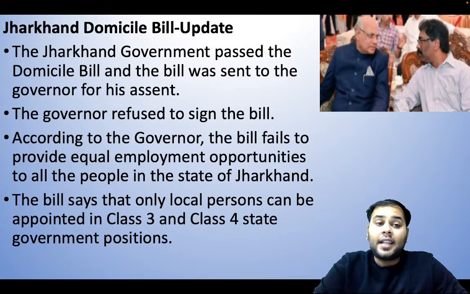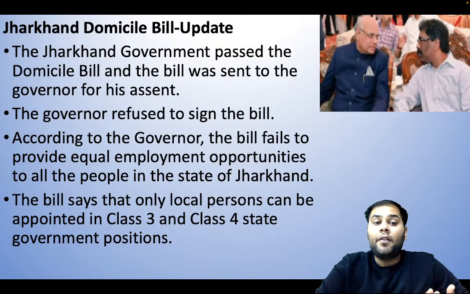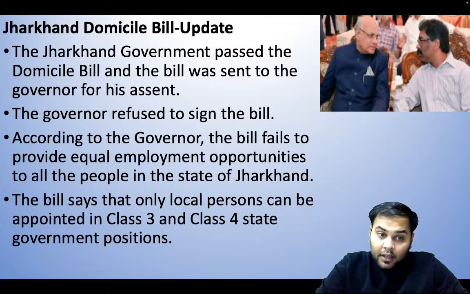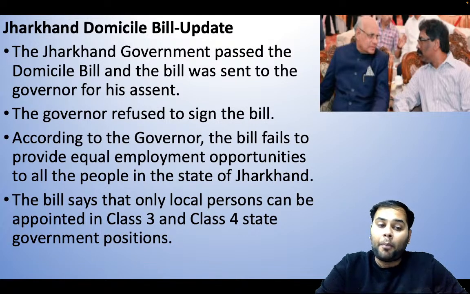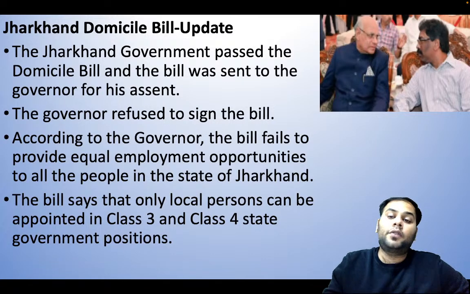Now, coming to the next part, the Jharkhand domicile bill. There was a bill passed by the Jharkhand government. This bill was passed for domicile, and it was sent to the governor for his assent. That means he is going to sign, and only then would it become a law. Now, the governor has refused to sign the bill. According to the governor, the bill fails to provide equal employment opportunities to all people in the state of Jharkhand, right? So it takes away a right that the constitution has guaranteed them. The bill also says that only local persons can be appointed in class 3 and class 4 state government positions, which you can consider ultra vires of the powers of the government in making such laws.